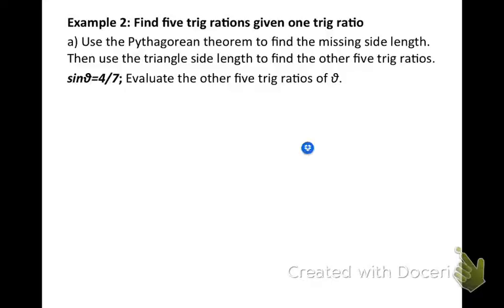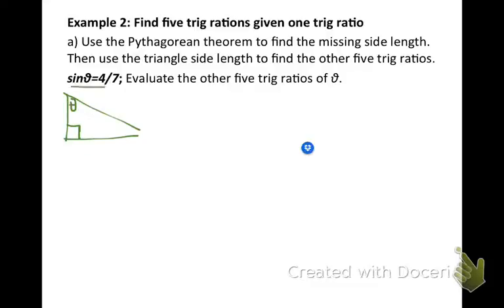Alright, so we want to find 5 trig ratios given 1 trig ratio. So we're going to use the Pythagorean theorem to find the missing side length. Then we're going to use the triangle side length to find the other 5 trig ratios. So remember, we're working in right triangles. So draw yourself a right triangle and label one of the acute angles as theta.